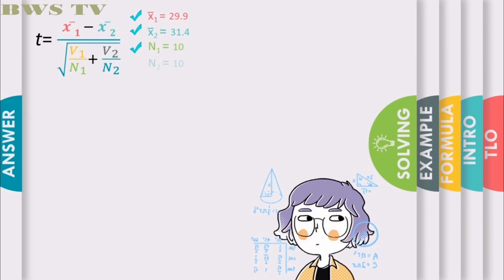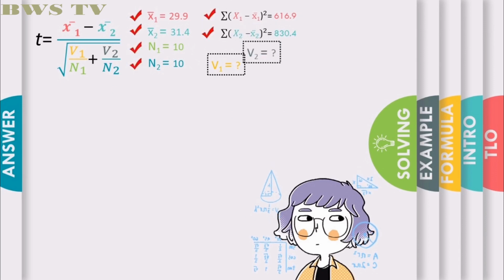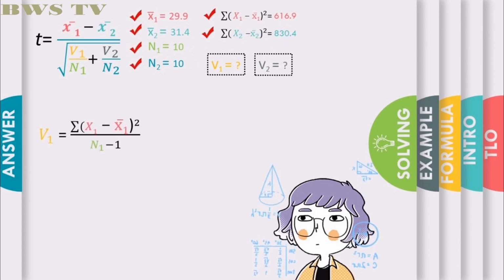Now let's substitute values using our formula. We already have all the values needed except for our variance 1 and variance 2. So let us solve for variance 1. Using the formula, summation of the square of the difference of x sub 1 and mean of x sub 1 over n sub 1 minus 1, we get 68.54.